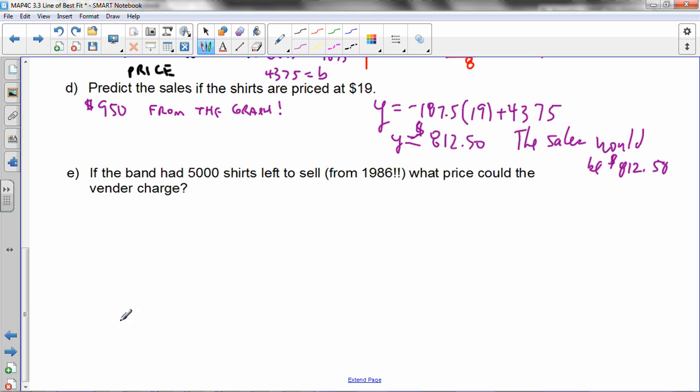And then we've got another question. If the band had 5,000 shirts to sell, what price could the vendor charge? So that's the Y value, isn't it? So here's my equation. And yours might be a little bit different, remember, just depending on what points you pick. And I can figure out, because the sales were 5,000, what X should be.